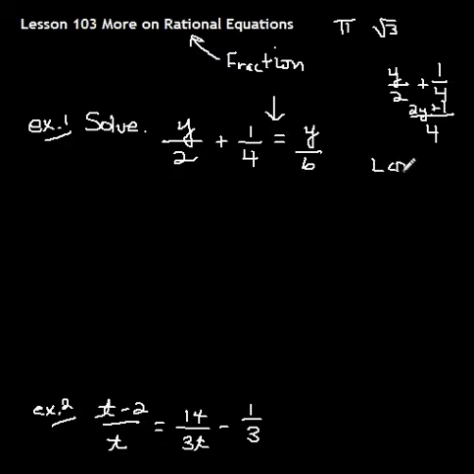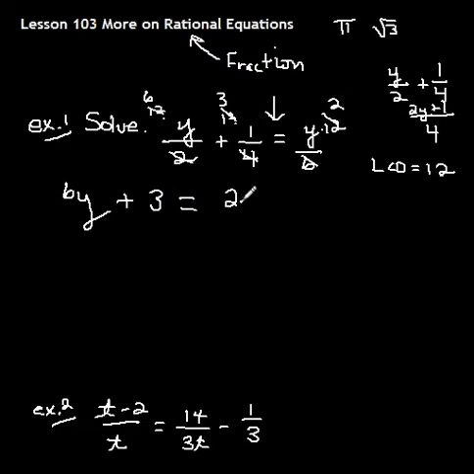So the lowest common denominator here is, what will 2, 4, and 6 all go into? They all go into 12. So we multiply every term by 12. And what happens is the denominators divide evenly into the lowest common denominator, so we lose them. 2 goes into 12 6 times, we get 6y. 4 goes into 12 3 times, so we get 3. And 6 goes into 12 2 times, so we get 2y.